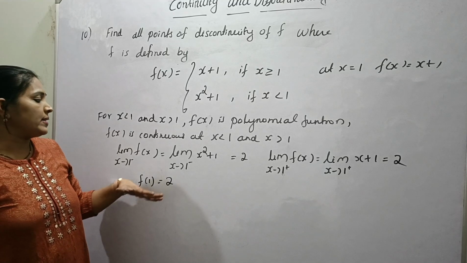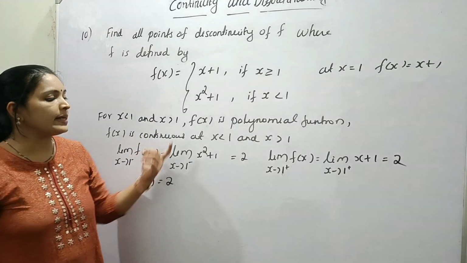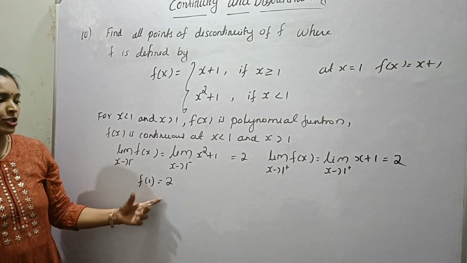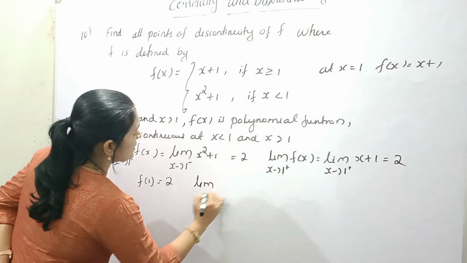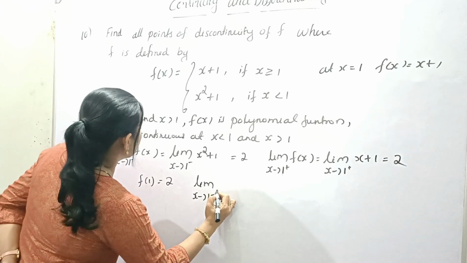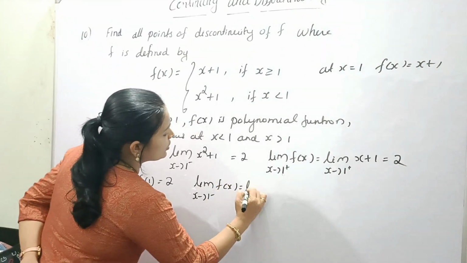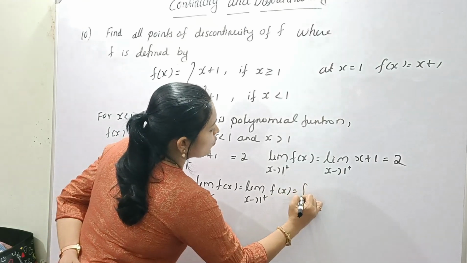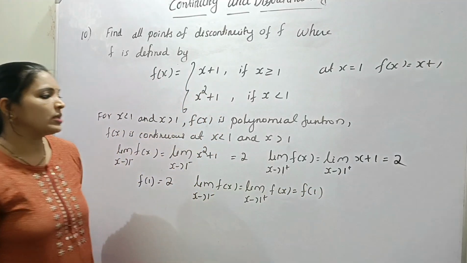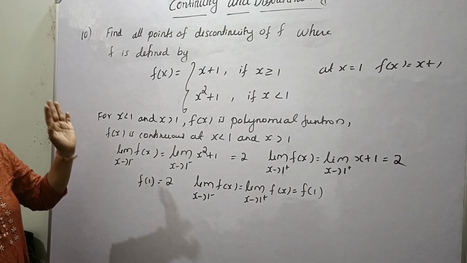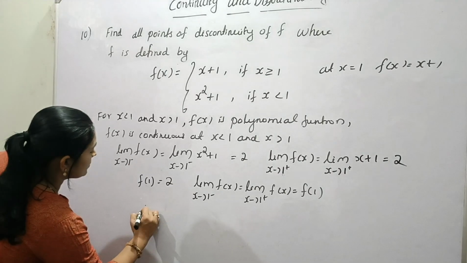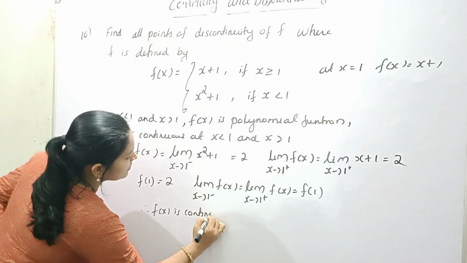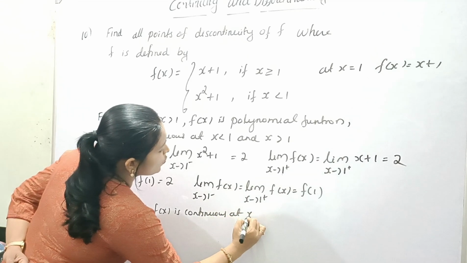Now here, see, we have got left hand limit equal to right hand limit equal to value of the function. That is limit x tends to 1 minus f of x equals limit x tends to 1 plus f of x equals f of 1. Therefore, the function is continuous at x is equal to 1. Therefore, f of x is continuous at x is equal to 1.